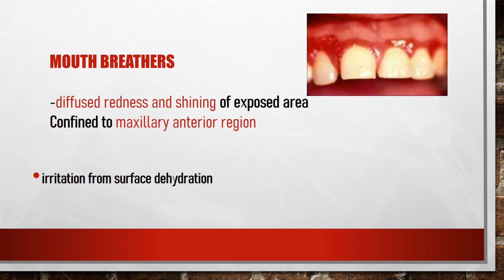Then comes the gingival enlargement seen in mouth breathers. This is also a type of chronic inflammatory gingival enlargement. You can see in this picture diffuse redness and shining of the exposed area in mouth breathing patients. These anterior regions especially are exposed to the outer environment, so they get dried easily. We see diffuse redness and shining of the exposed area, mostly confined to the maxillary anterior region, with irritation from surface dehydration.